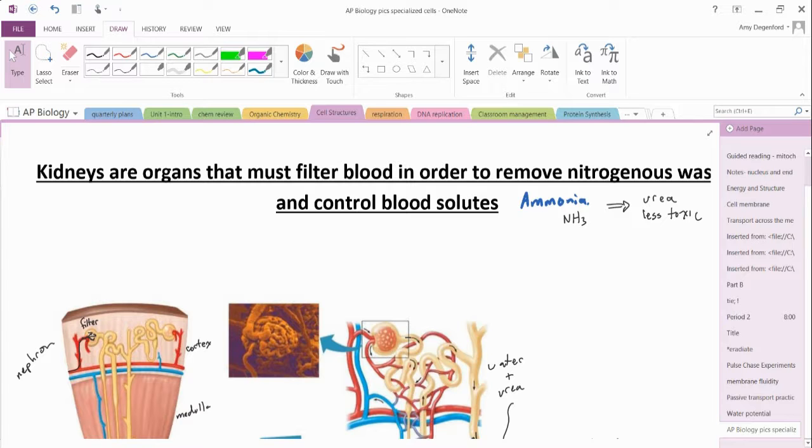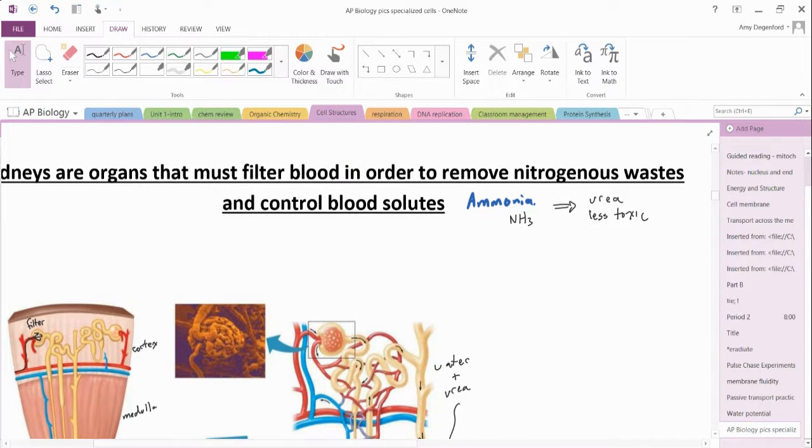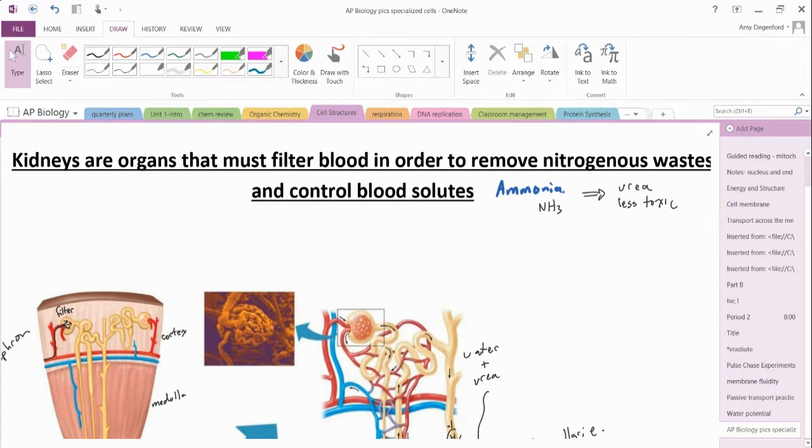So one thing you need to understand is that when we're metabolizing proteins, when we're just going through metabolic pathways, we produce ammonia, and that is very toxic. Our body is going to convert it to urea, less toxic. In the case of birds, it would convert it to uric acid, and reptiles as well. But we're going to look at urea.